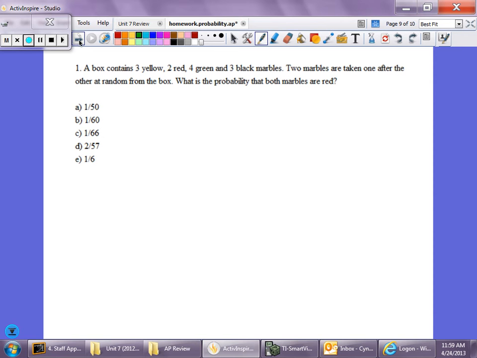A box contains 3 yellow, 2 red, 4 green, and 2 blue marbles. 2 marbles are taken one after the other. What is the probability that both marbles are red? The only hint here is that we're not using replacement. So our second probability will be conditional based on what happens in the first one.